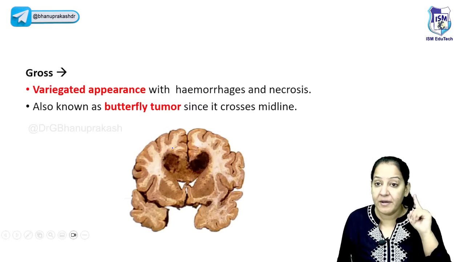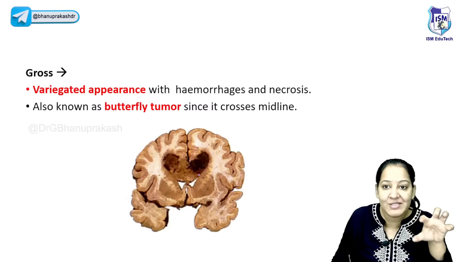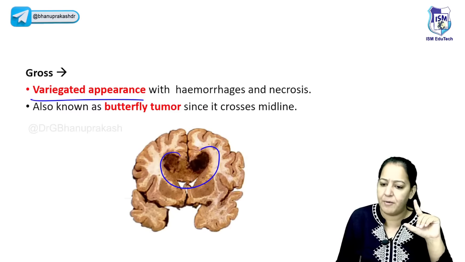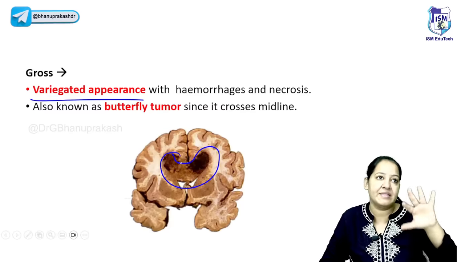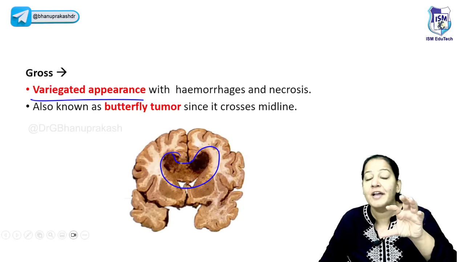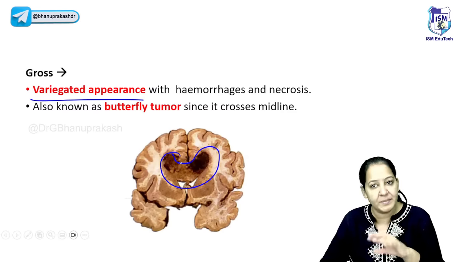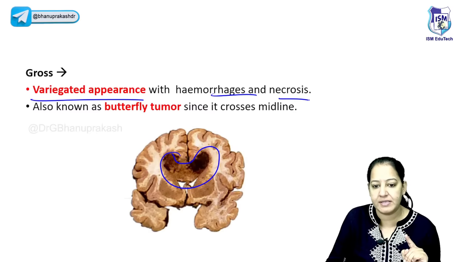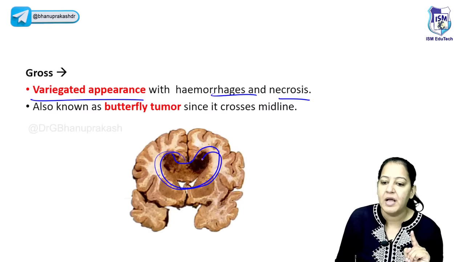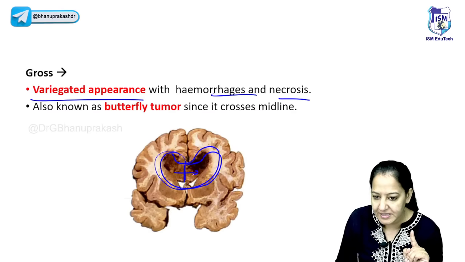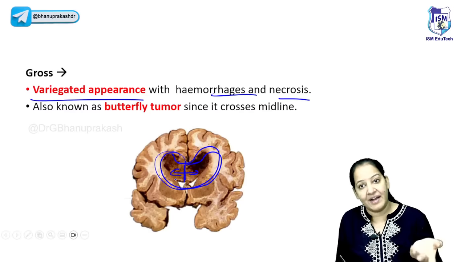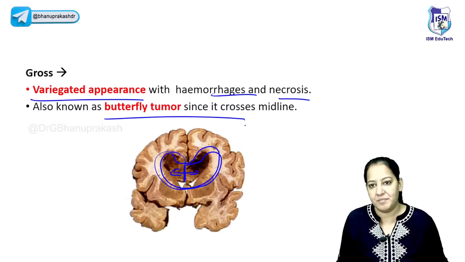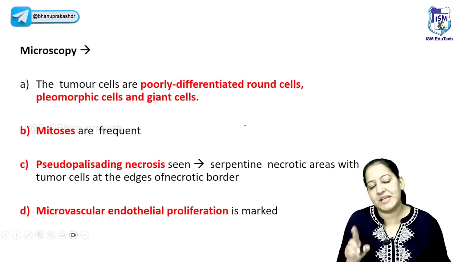Grossly, remember grade 1 was well circumscribed, myxoid, cystic in appearance. This one is variegated. Variegated means multiple types of areas are there. Some areas are fleshy, some grayish white, some firm, some whitish. Areas of hemorrhage and necrosis are very common. And it is usually butterfly shaped. By butterfly shape, I mean it is crossing the midline. That was present on one side, either right or left. Crossing the midline is very common. I'm talking about the grade 4 astrocytoma.